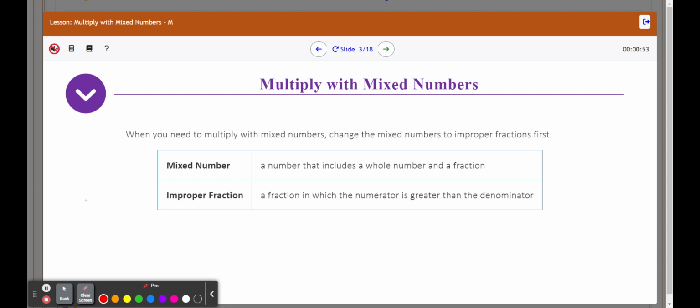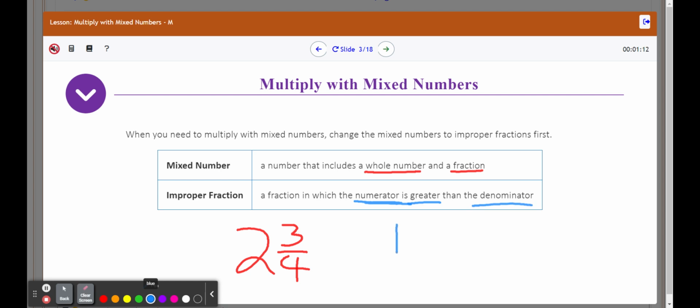And just to review, a mixed number is a number that includes a whole number and a fraction. So for example, 2 3/4 is a mixed number. An improper fraction is when the numerator is greater than the denominator. So 10/3 is an example of an improper fraction.